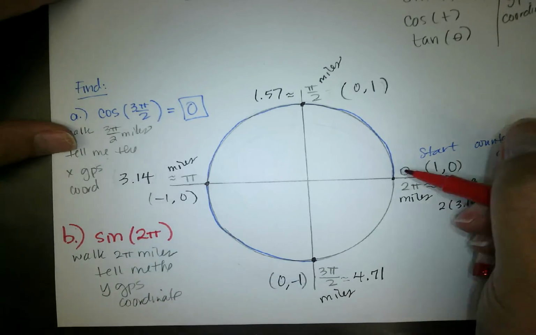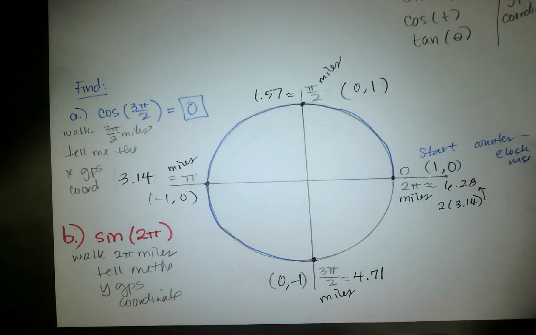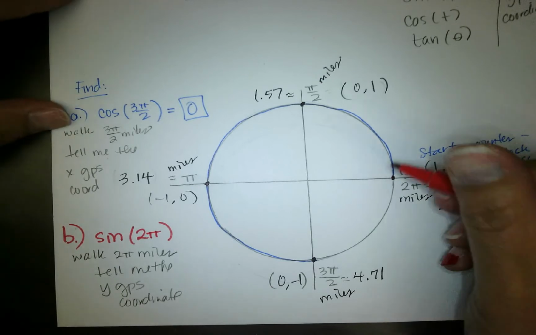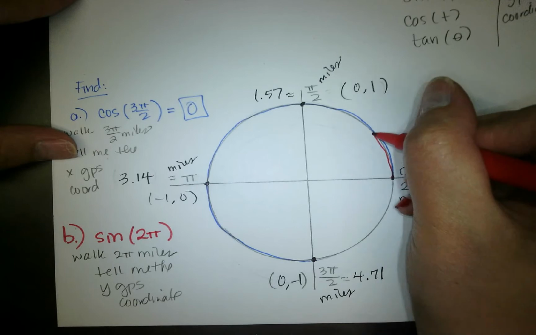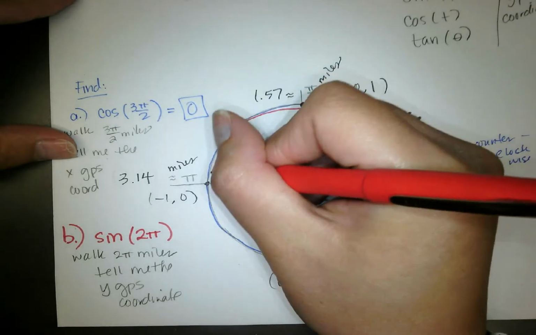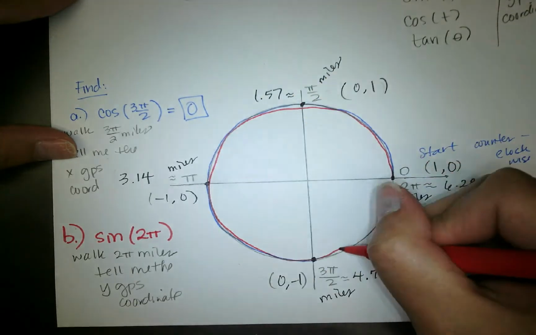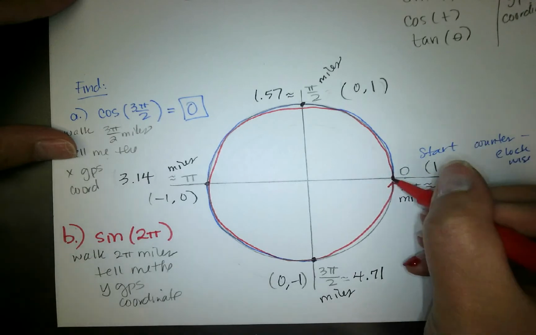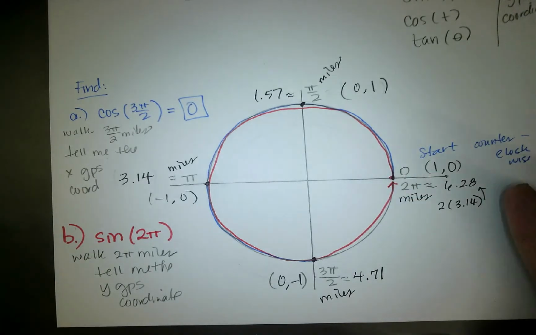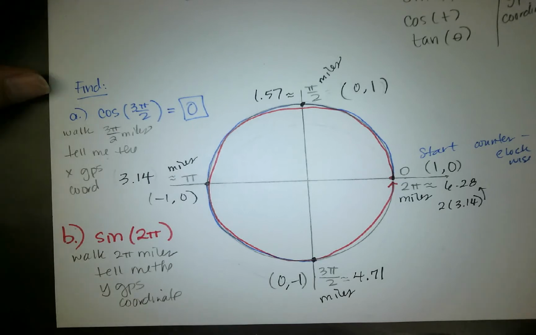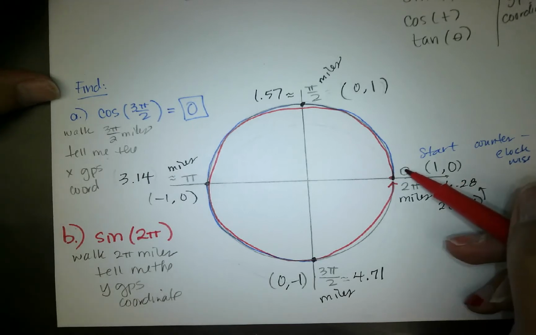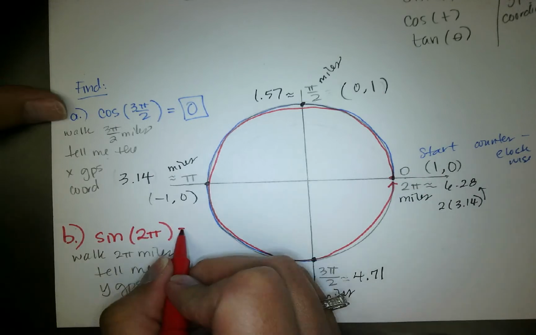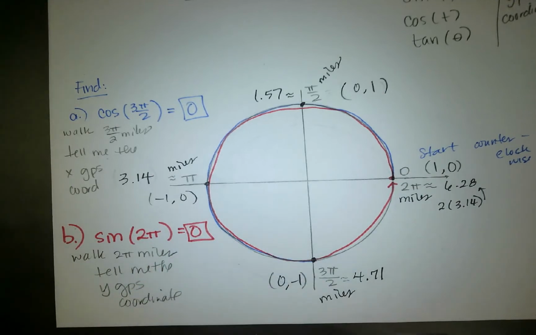Okay. So I'm going to start at 0, and I actually have to walk 2 pi miles. I have to get there, so I need to do my exercise, walk around until I get to 2 pi miles, and I'm here. And that's back at the starting point, but that's how many miles I walked, but I want to know the y value. So the y value at this mileage point is 0.